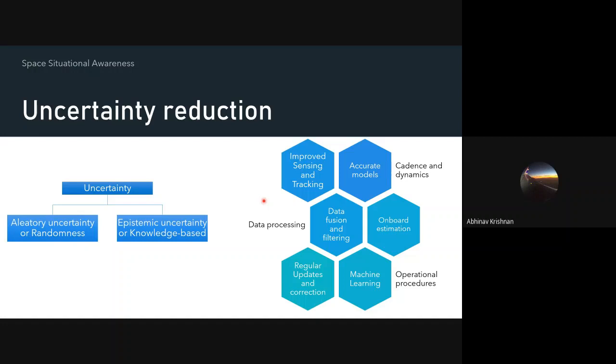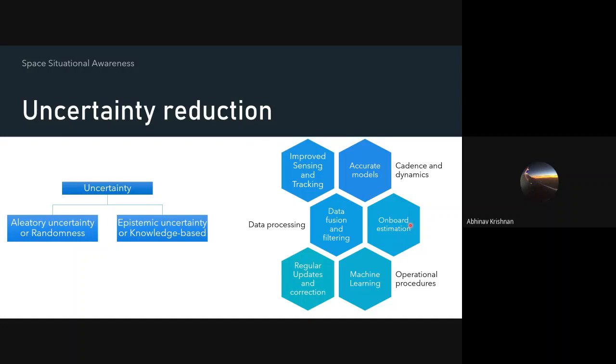And how do you reduce that? Through variable cadence or frequency of observations and dynamics. So you have improved sensing and tracking. Then you have accurate models. You can use that to reduce uncertainty. Within data processing, you can do data fusion from several sensors, the multimodal approach. Then you have the on-orbit determination or on-orbit estimation.